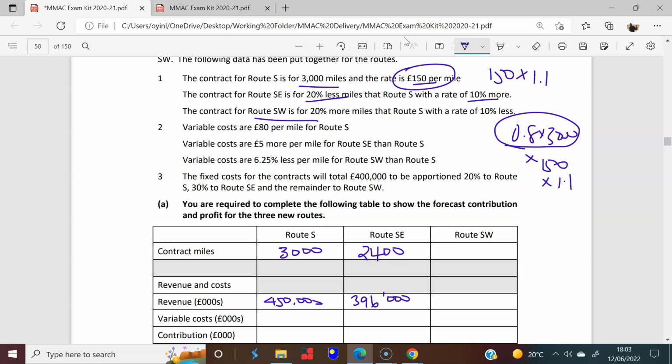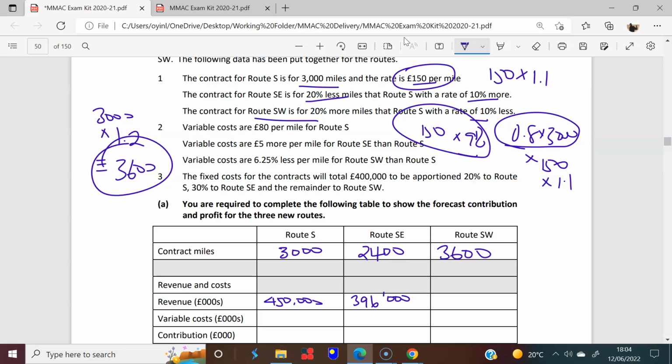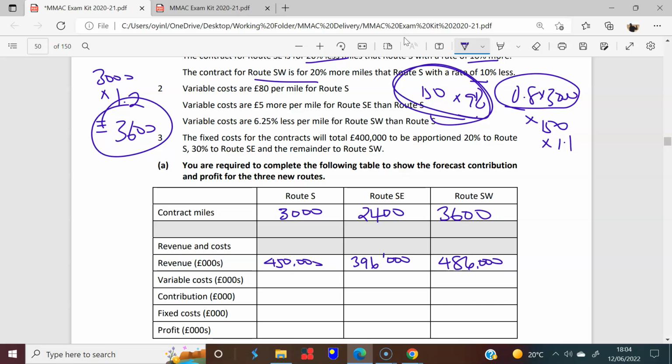Then it says the contract for Route SW is 20% more miles than Route S. So we're here at Route S, and 20% more miles is 3,000 times 1.2, and that takes you to 3,600 miles. And it says you have a rate that's less by 10%. So you have 150 and 10% less of that, so that's really 90% of that. So the 3,600 times this amount should bring you to a figure of 486,000.